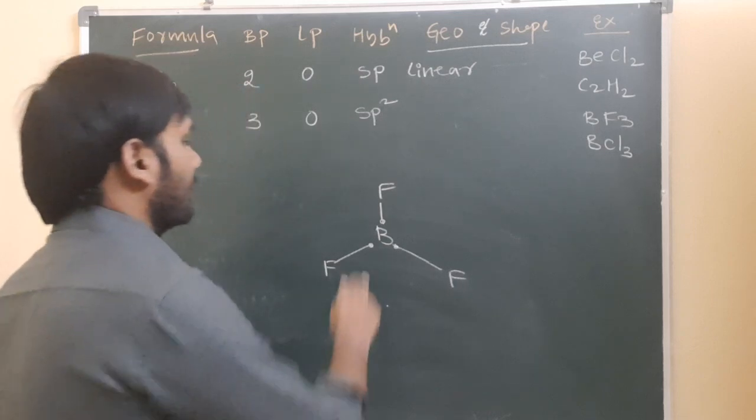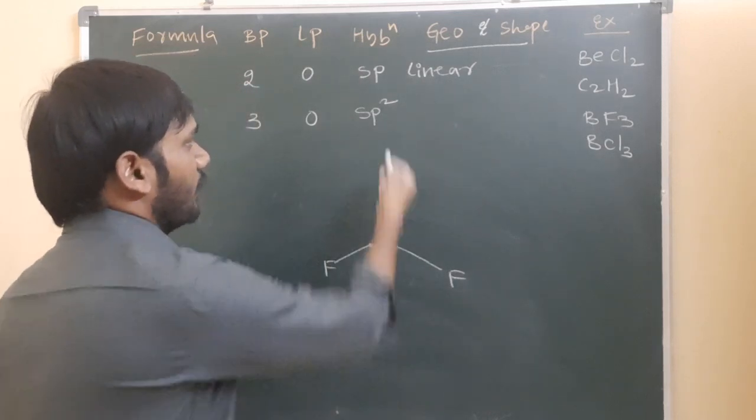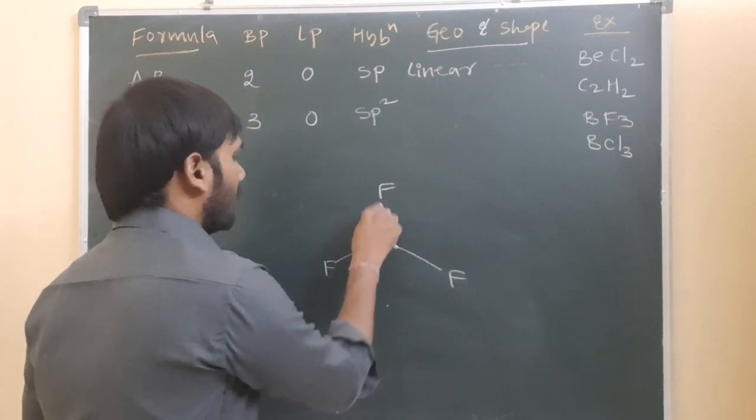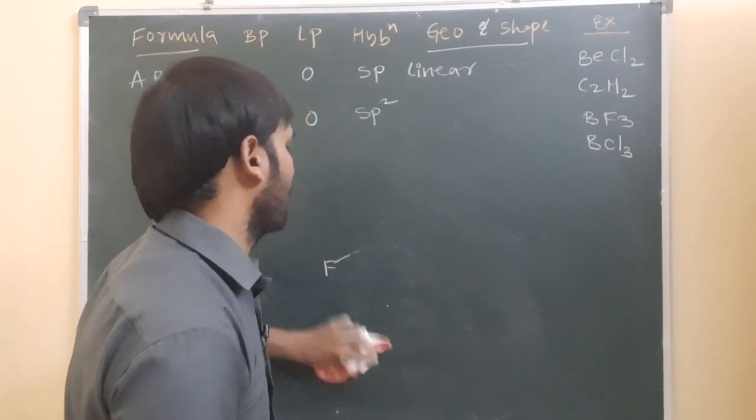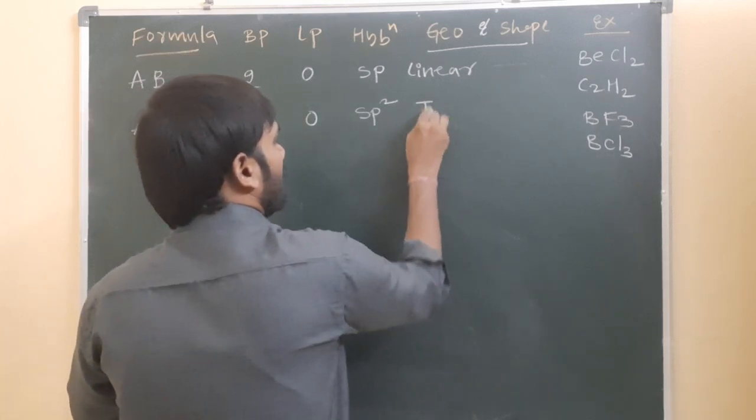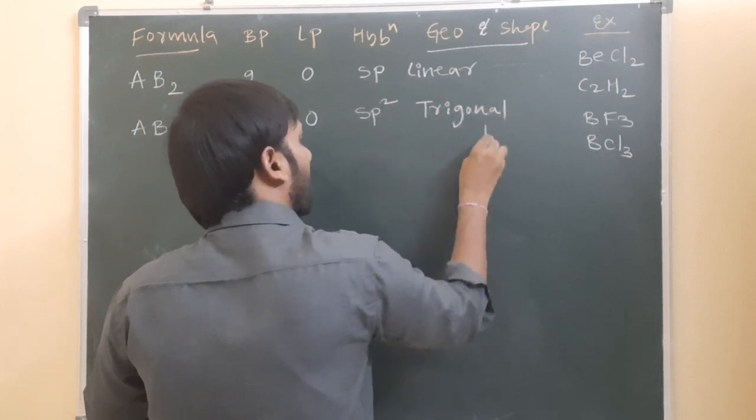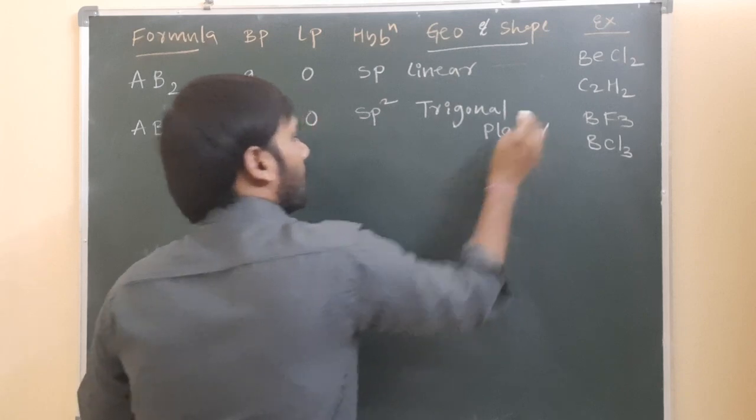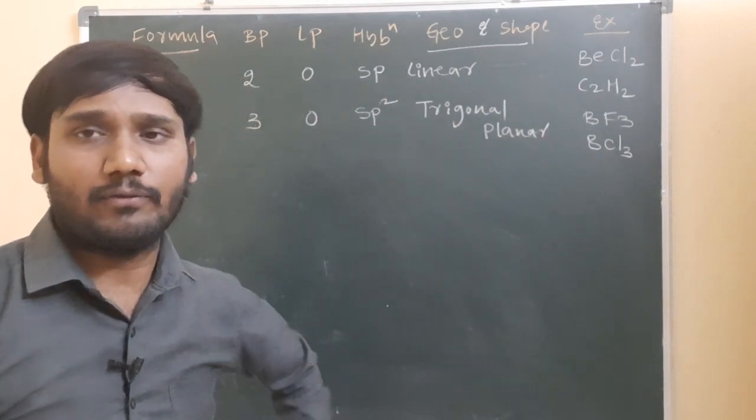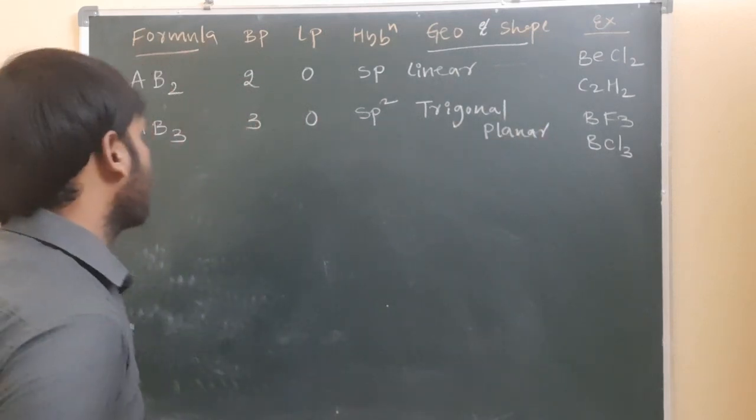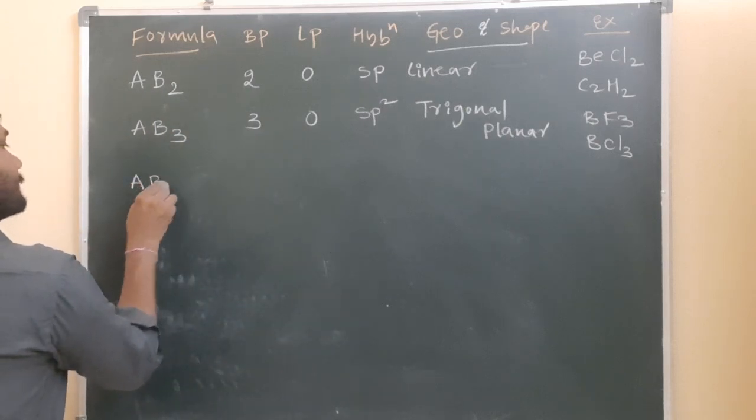Boron trifluoride has 3 sigma bonds. Hybridization is equal to the number of sigma bonds, so sp2. What is the shape of the molecule? Trigonal planar. Shape and geometry are both trigonal planar because there is no lone pair. The example is boron trifluoride. Next one is AB4.